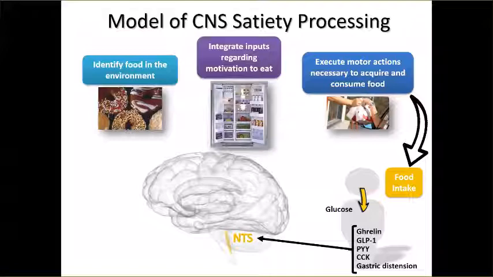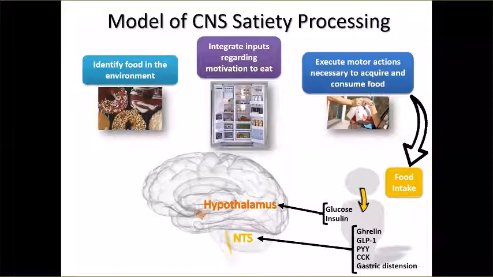Also, circulating glucose and insulin will rise, and these act in the hypothalamus as well as other brain areas. And what we know from Rodin and other work is that there's quite a bit of crosstalk between the satiety center and the regulatory centers in the hypothalamus. So the hypothalamus has neurons that turn the volume up and down on these satiety signaling neurons within the hindbrain.